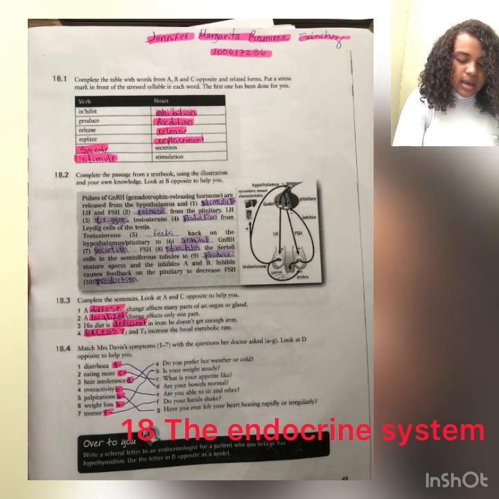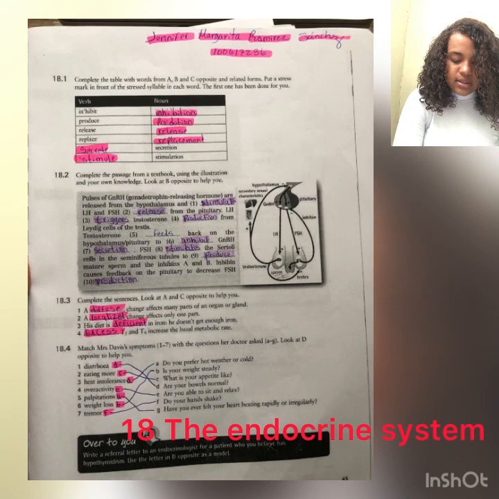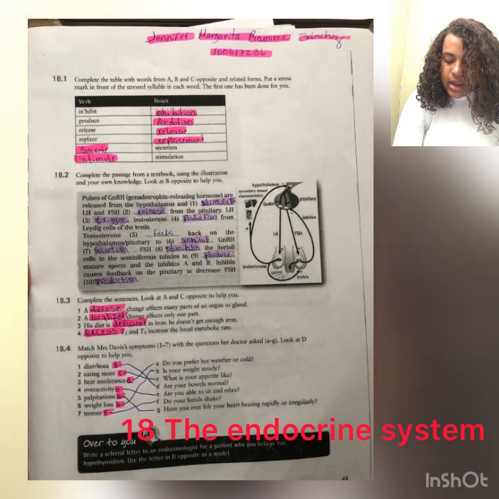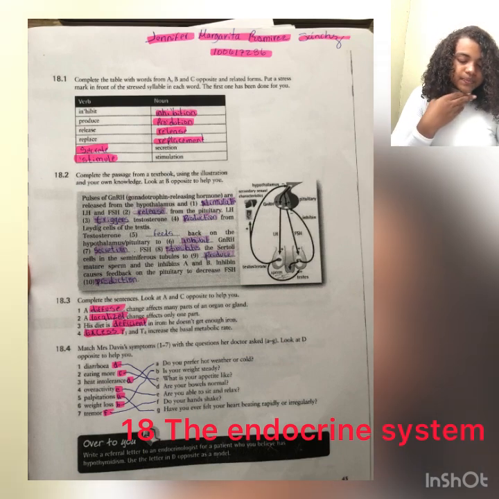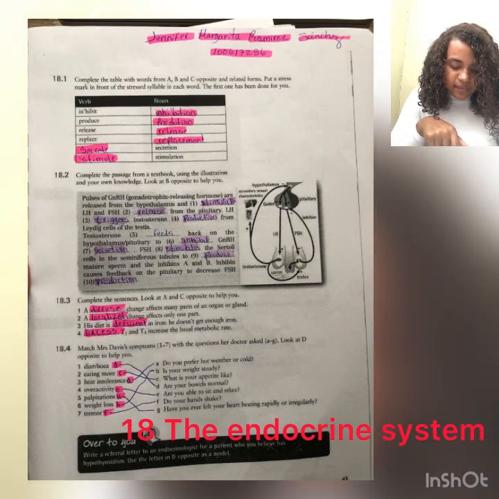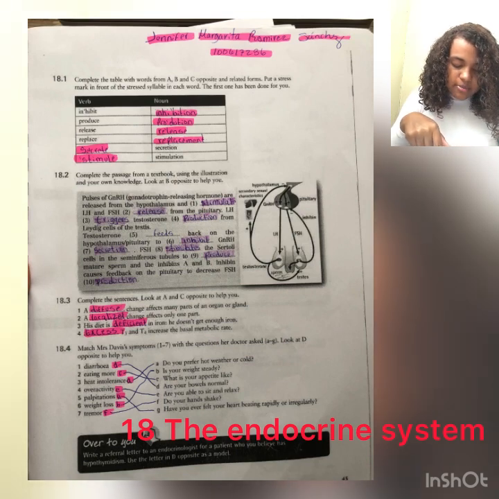18.4. Match symptoms 1 to 7 with questions the doctor asks, A to G. Look at the opposite to help you. Number 1. Diarrhea. Are your bowels normal? Number 2. Eating more. What is your appetite like?